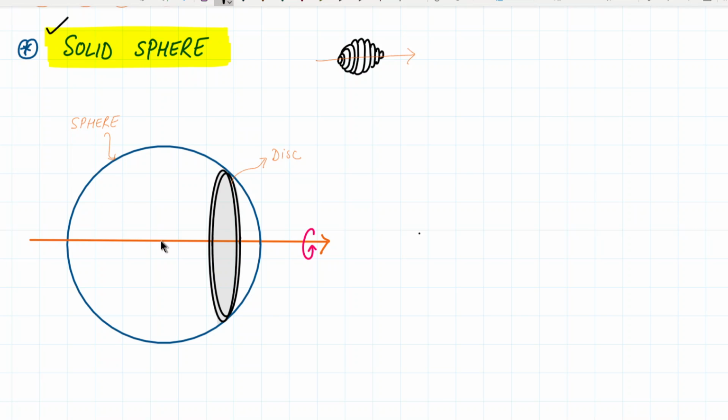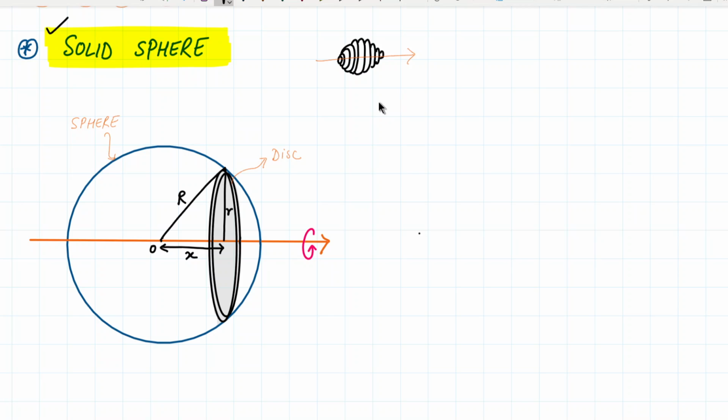So let us define the various parameters. Let's suppose this is the center of the sphere and the radius is R, and the radius of this disk is small r, and this distance is x. You take a solid sphere, slice it up with a sharp knife at various points, and you end up getting a large number of disk structures.